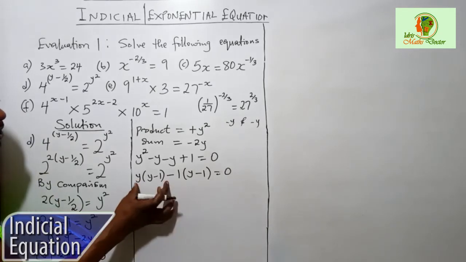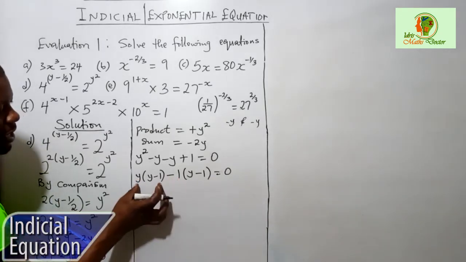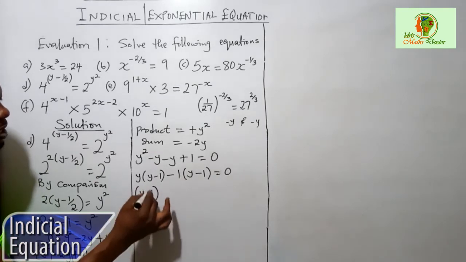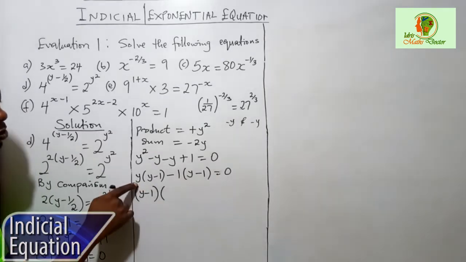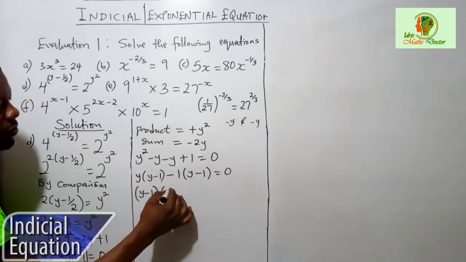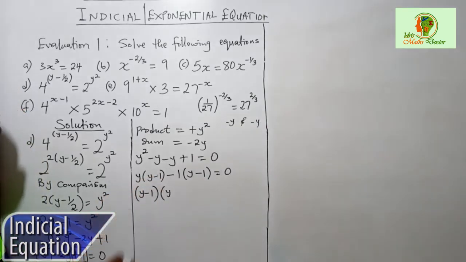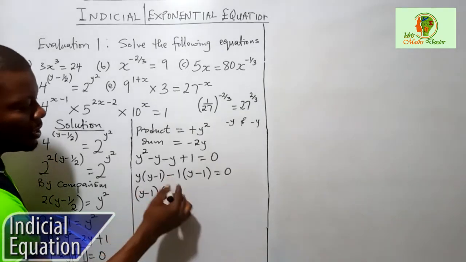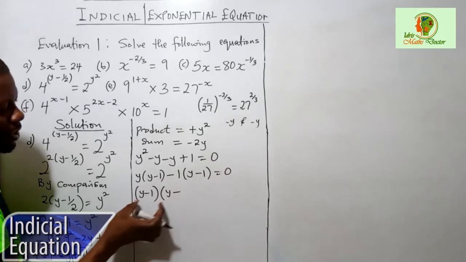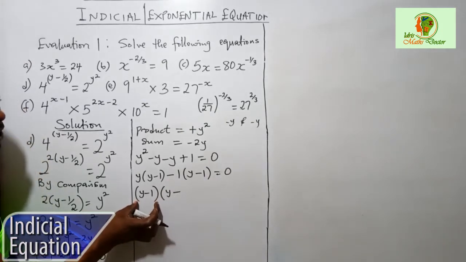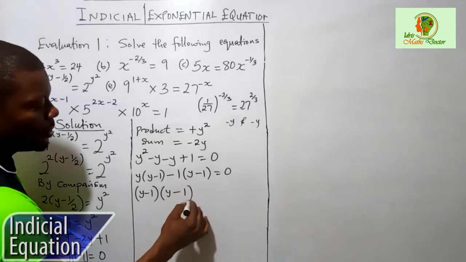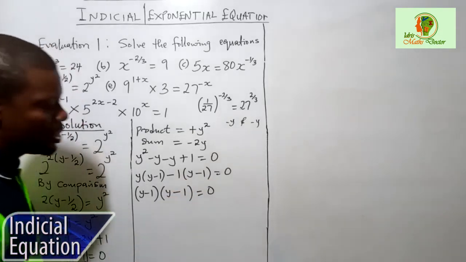So that gives us what now? You now look at this and this. Again, what is common? Y minus 1. You factor it out, you open another bracket. When you divide all this by this, you are going to have this left, because this is going to cancel out this. Now, the sign here is a minus. If you divide all this by y minus 1, y minus 1 is going to cancel out y minus 1. We are going to have 1. Bracket close, all equal 0.